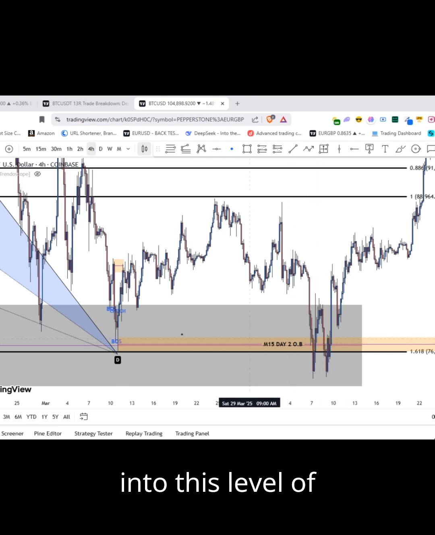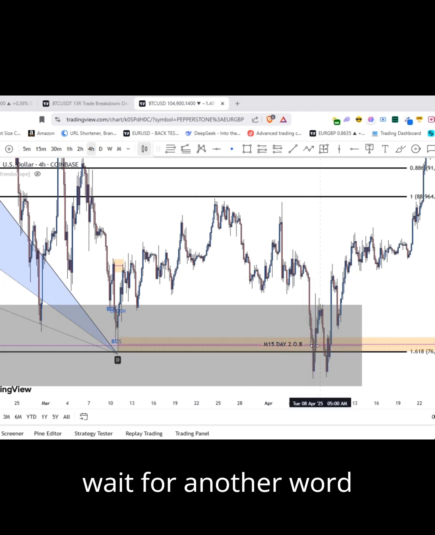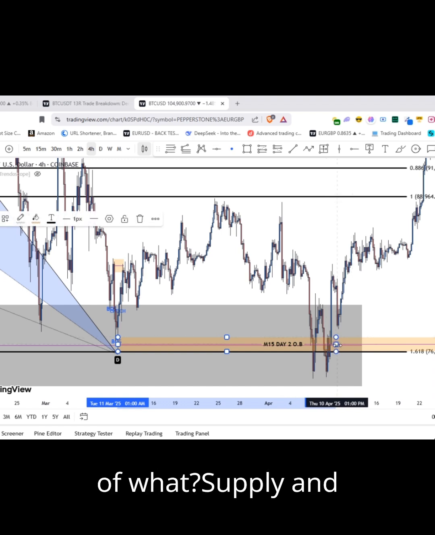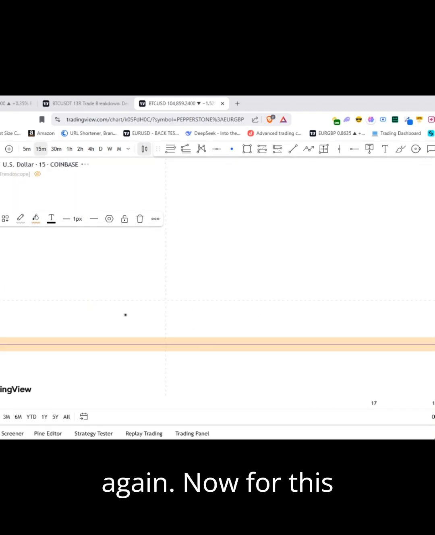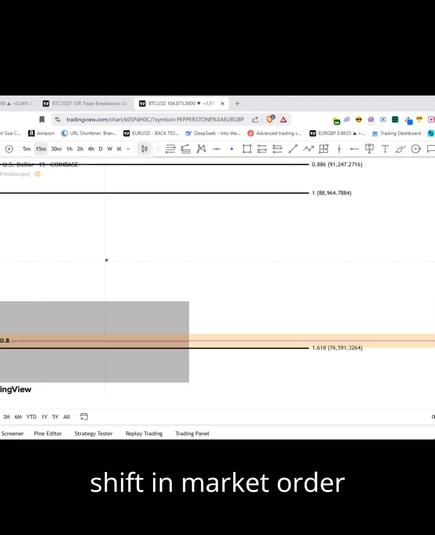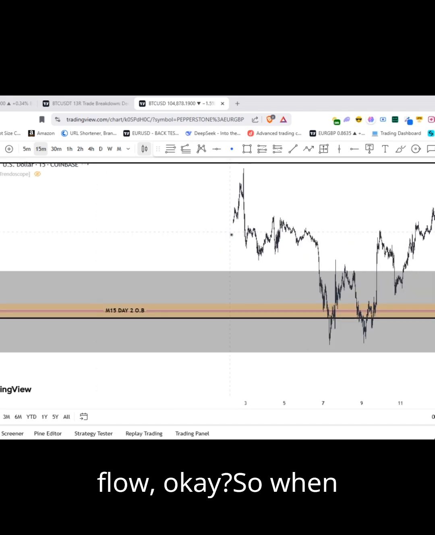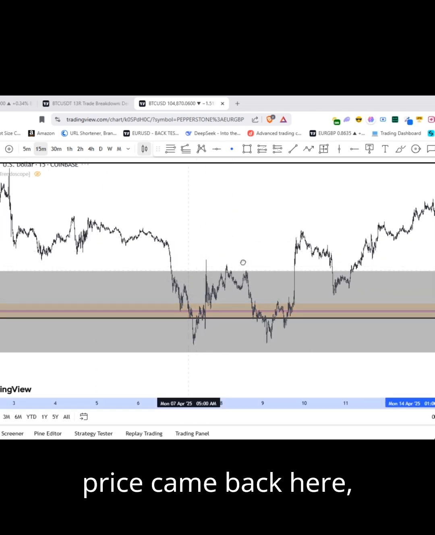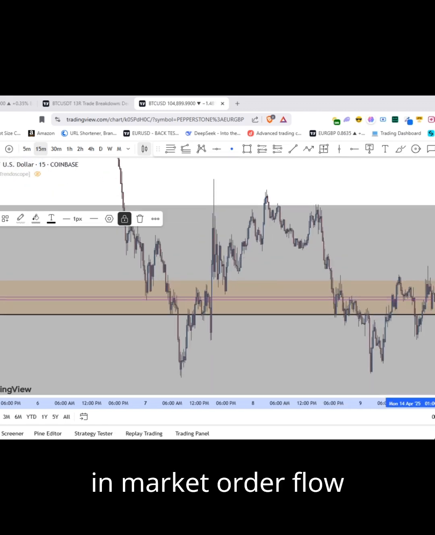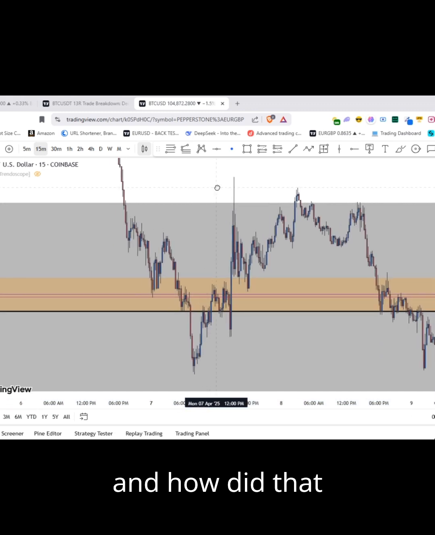So when price came back into this level of supply, we have to wait for another shift in market order flow, because it took time before coming back into this level of supply. And within that period of time, it was making higher highs, higher lows, and lower lows, lower highs, okay? So what happened? We have to go down to the lower 15 minutes time frame again. Now for this time, we have to wait for another shift in market order flow, okay? So when price came back here, we have to wait for another shift in market order flow. And how did that happen?